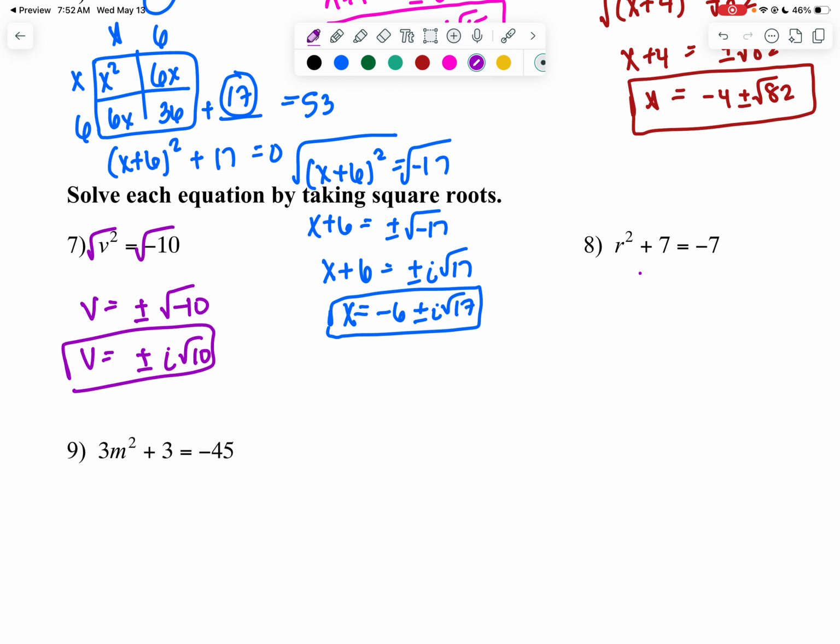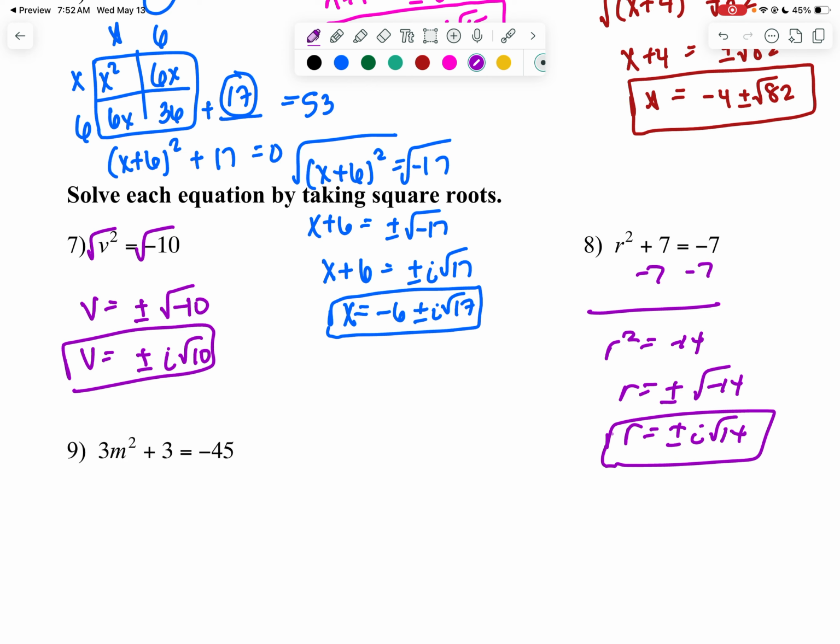Same thing with 8. So I'm going to subtract 7 from both sides. r squared is equal to negative 14. r is going to be equal to plus or minus root negative 14. r is going to be plus or minus i root 14. That can't be simplified anymore, so we could just leave it like that.